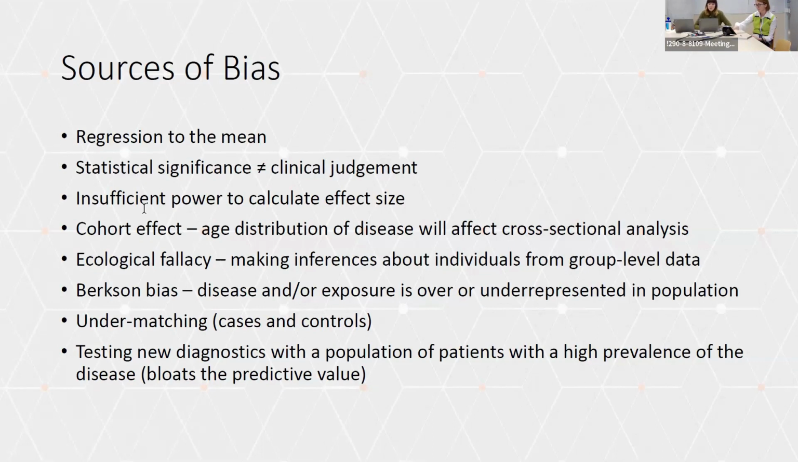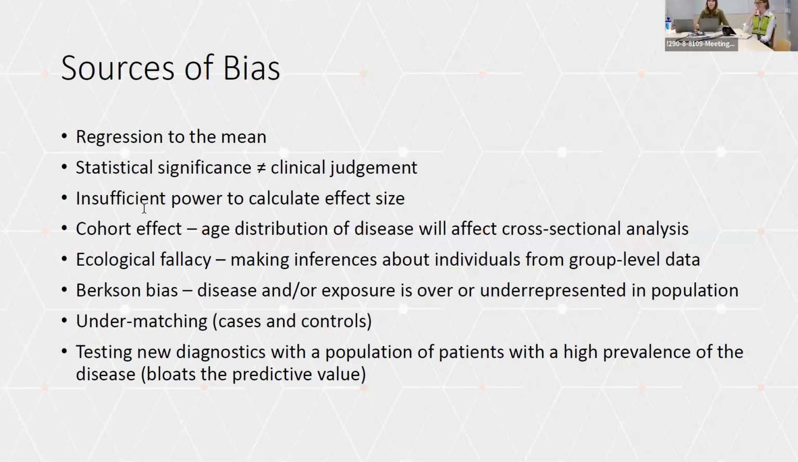Cohort effect is when the age distribution of a disease will affect a cross-sectional analysis. I don't think anyone is really going to do a cross-sectional analysis, but if you do, you need to be aware that older people have more chance of having different conditions and diseases simply because they've been alive longer, if that makes sense.